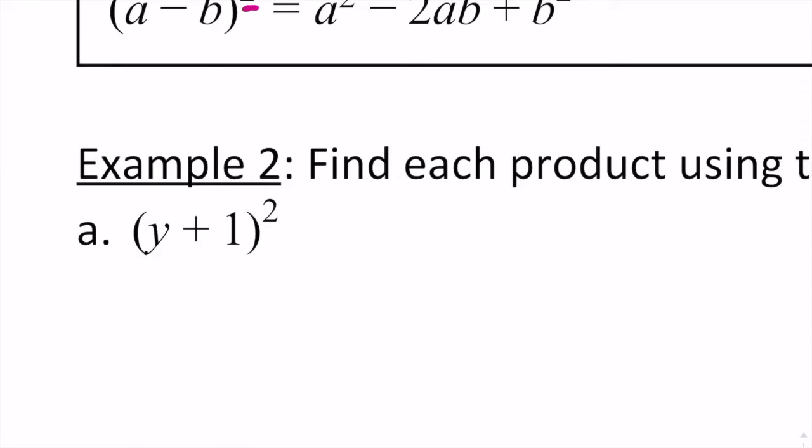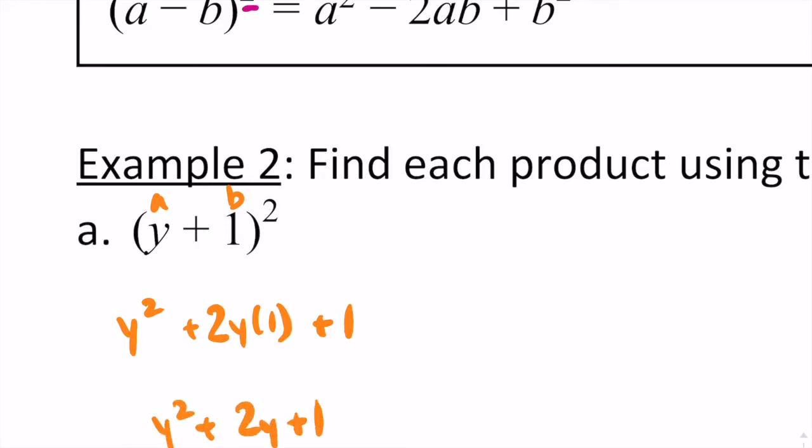So if I were to use this example, you square the first term, you get y squared, right? And you square the last term, which is 1, right? 1 squared is just 1, and you have 2ab. Here's your a, here's your b, plus 2y times 1, or just 2y. So you have y squared plus 2y plus 1. That's one way to do it.